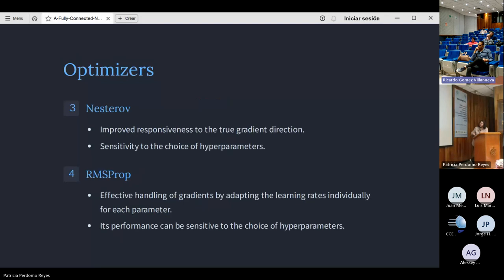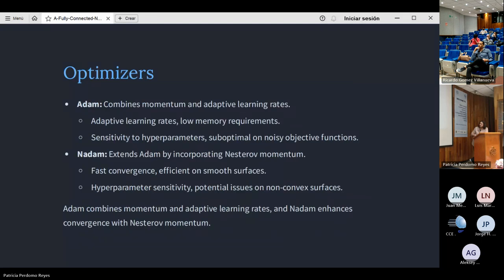The next variation is the Nesterov optimizer. It uses past momentums in the gradient calculation to impose more control over the length of the step. The RMSprop includes an adaptive learning rate in order to get a smaller step size at the final stages of the training. These two are the most powerful optimizers because they are a combination of the previous ones. The Adam includes the adaptive learning rate as well as the momentum factor. And the Nadam is a variation of the Adam optimizer, but we use the Nesterov trick to impose more control over the descent.